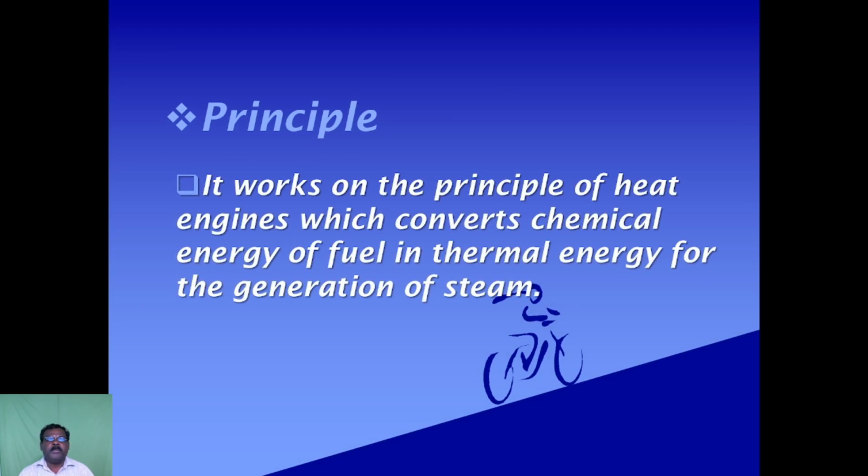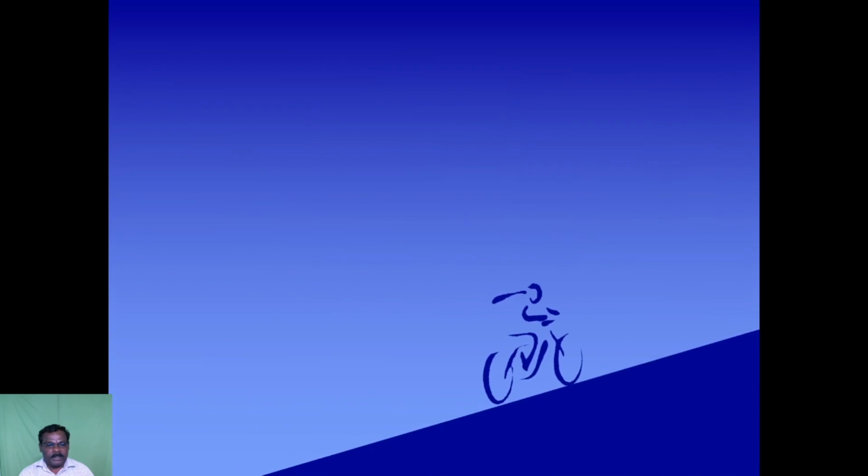Then the principles. The principle of the Rankine cycle is that it works on heat engines. Heat engines, we know, convert chemical energy into thermal energy. Chemical energy means the fuel and other things, which is converted into thermal energy. So we can use this thermal energy for the power plant system.